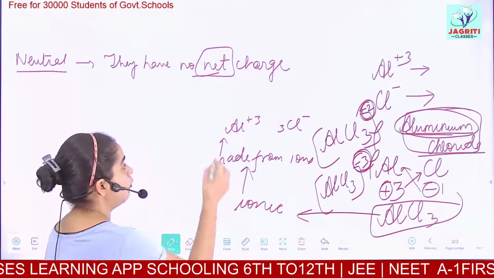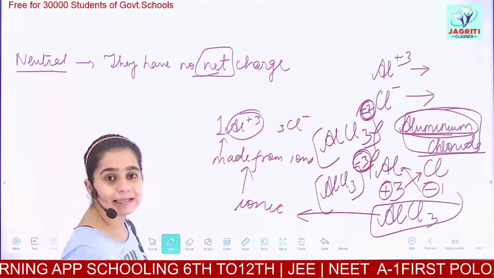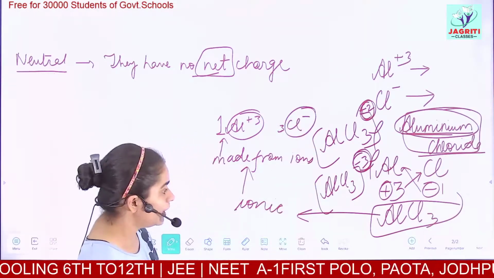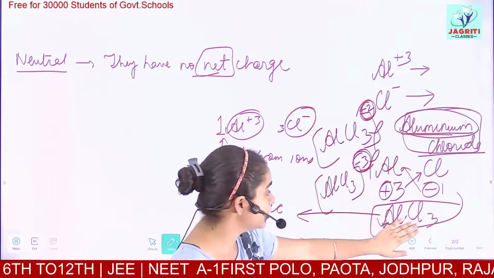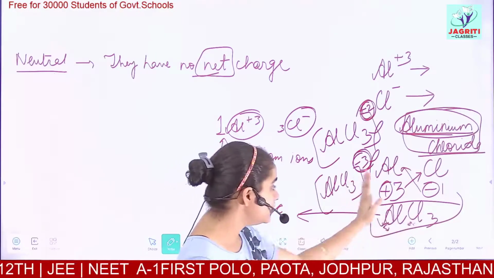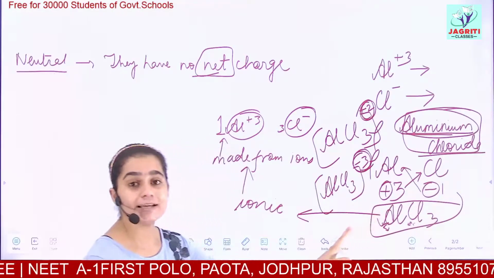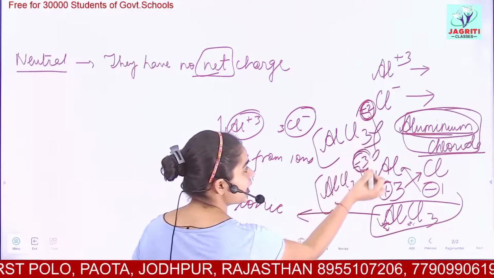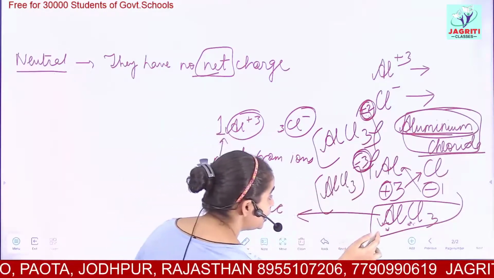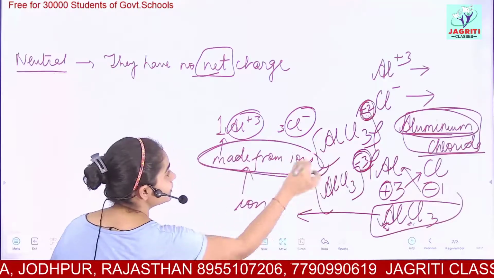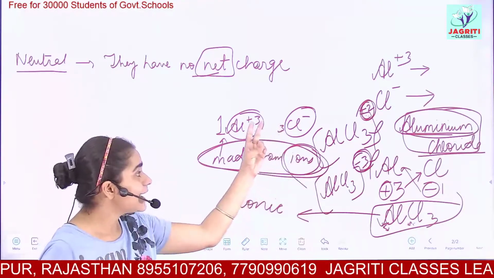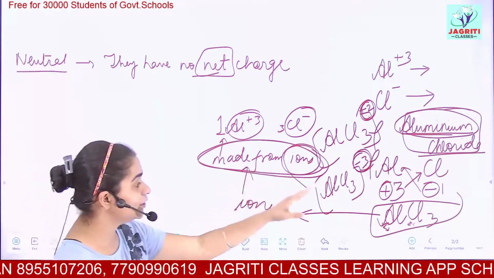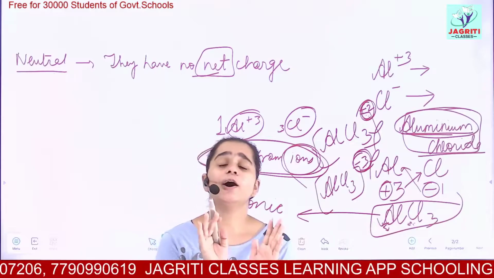We are taking one ion of Al+3 and three ions of Cl-. When one aluminium ion combines with three chloride ions, we get AlCl3, which is our neutral ionic compound. Neutral because no net charge is present on the compound, and ionic because it is made from ions. When these ions react together, they combine to form this ionic compound. So this is a neutral ionic compound. I hope now the concept is clear.